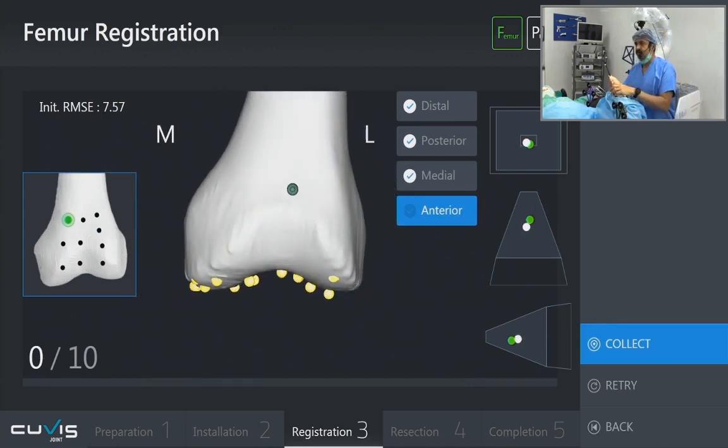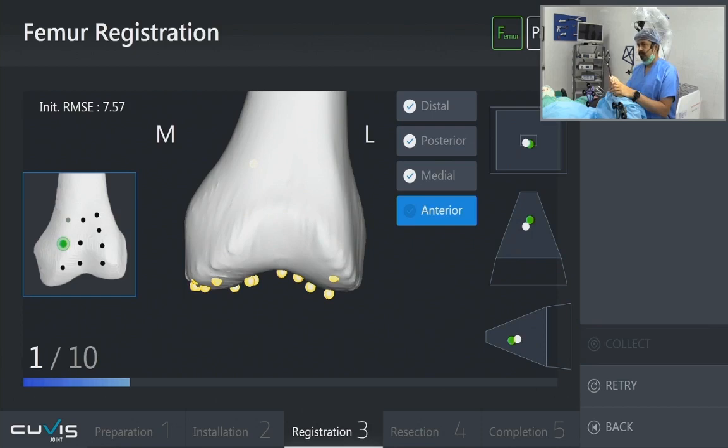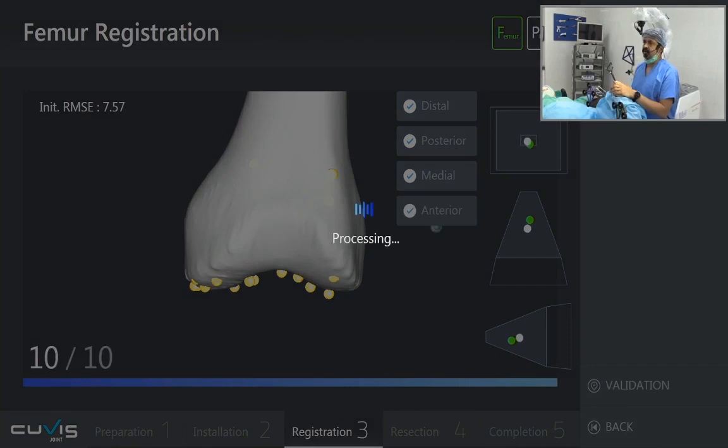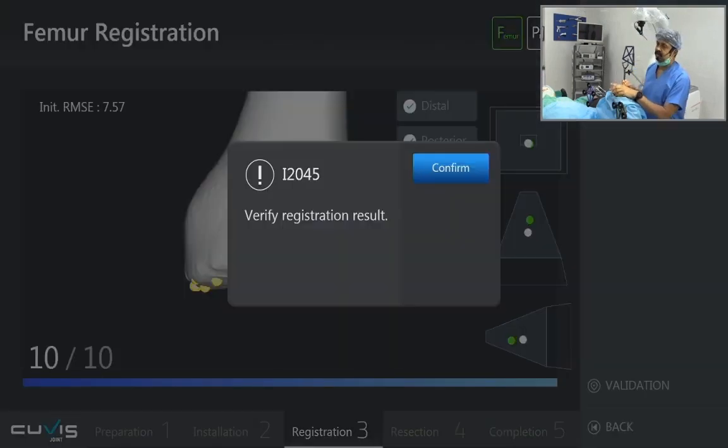Okay, I'm going to register the anterior portion of the femur. So I go more distal, and from distal to proximal is how the sequence is. And then I move to the lateral ridge, going distal, and going distal. So 10 points picked up.